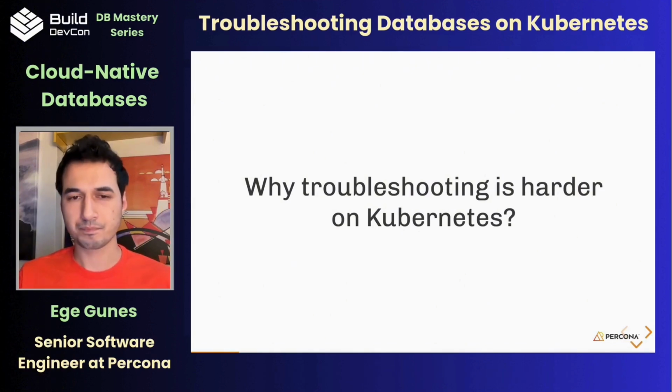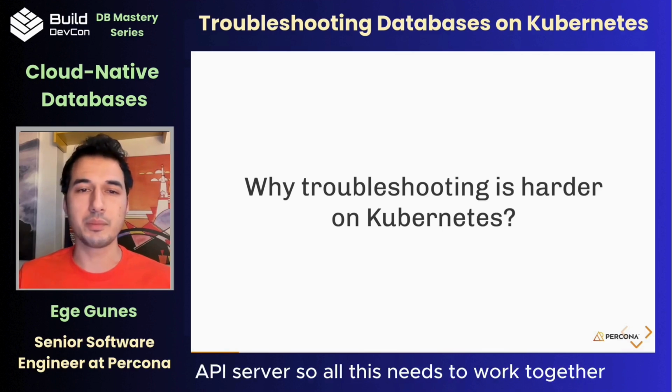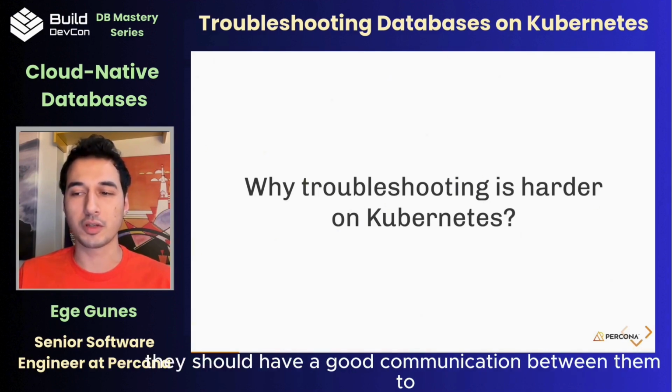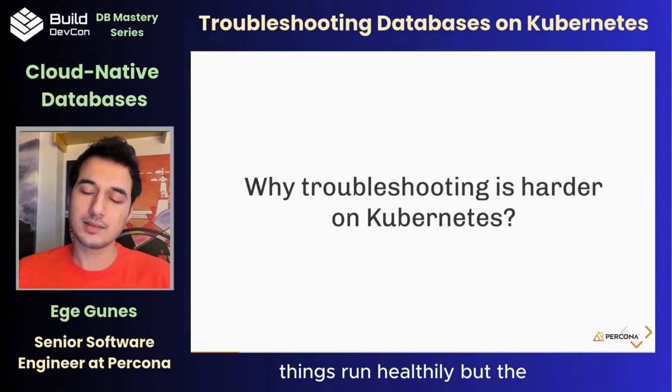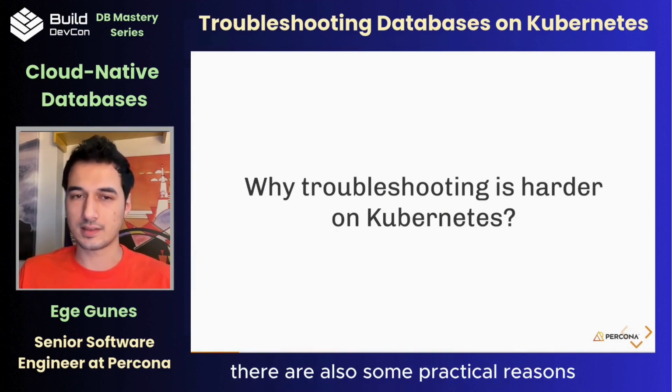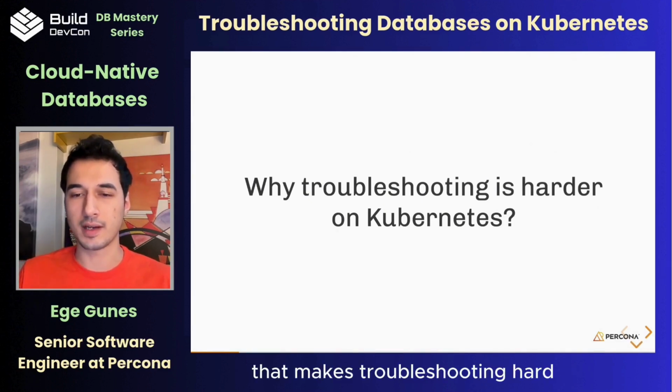There are proxies, kubelets, the control plane, the API server. All of these need to work together in a good way. They should have good communication between them for things to run healthily. But there are also some practical reasons that make troubleshooting hard.